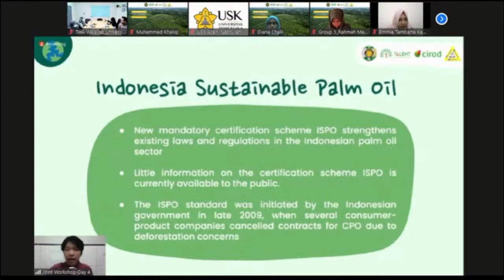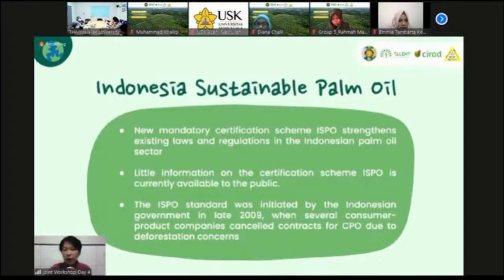For this reason, today, research has not looked closely at ISPO. The ISPO standard was initiated by the government in late 2009, when several consumer product companies canceled contracts for CPO due to deforestation concerns. Unlike RSPO, ISPO is an obligatory standard that was established with the objective to cover all palm oil growers in Indonesia by 2014.